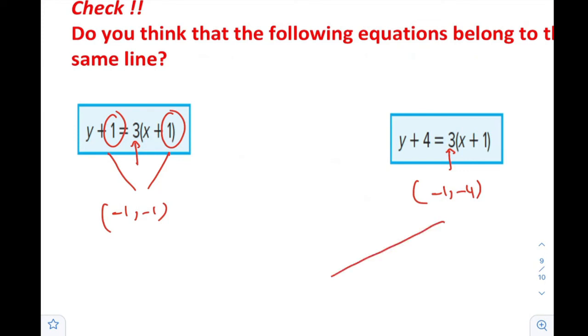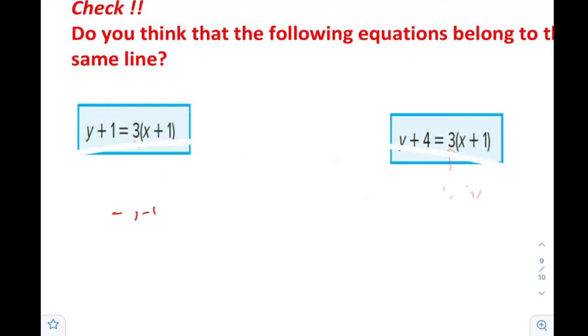Because the line can pass through millions of points. Everyone can choose the point he likes. So that's why we will find different points. In this case, the only way to check whether both equations represent the same line is to convert them to either standard form or slope-intercept form.